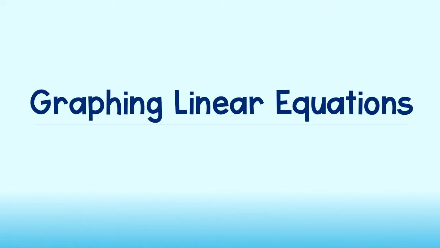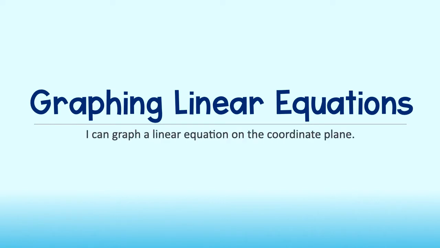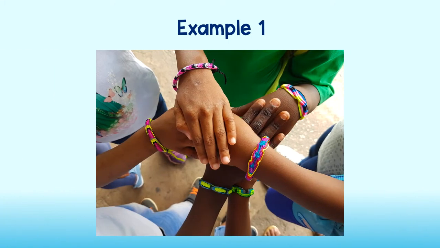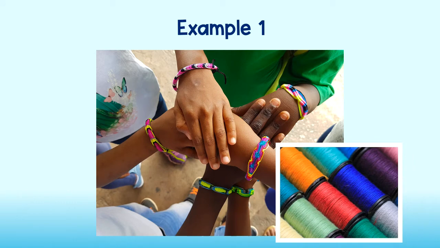Hi there! After this lesson, you should be able to graph a linear equation on the coordinate plane. Carrie decides to start selling friendship bracelets for $2 each to family and friends so she can save up to buy a scooter. Carrie must first spend $6 to buy several colors of string.